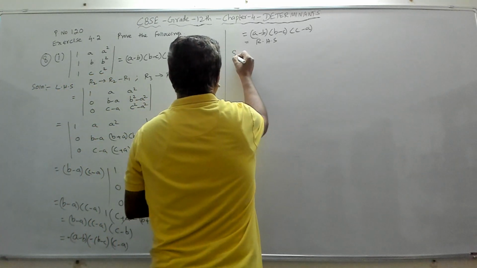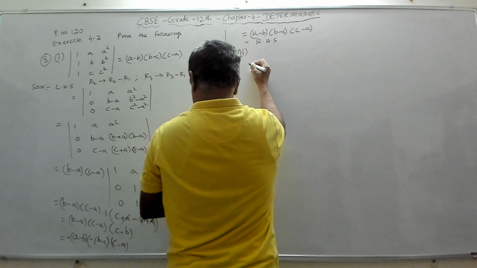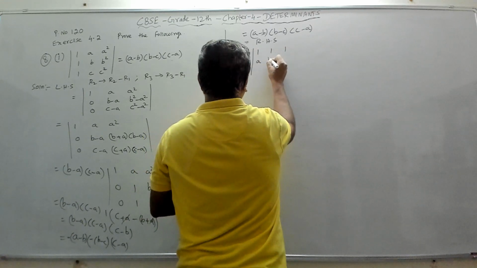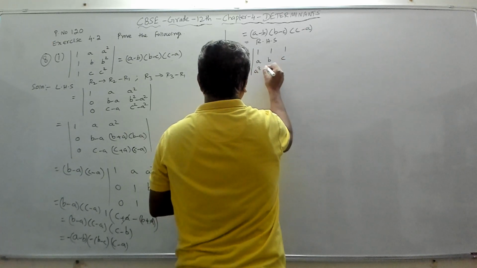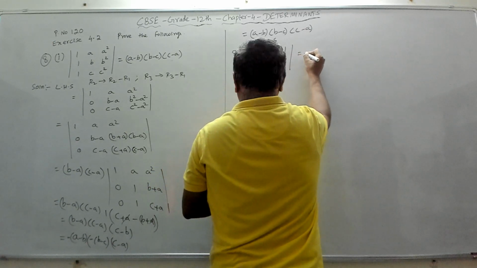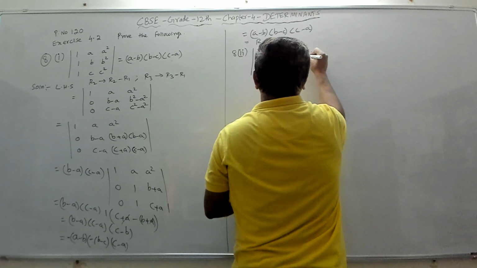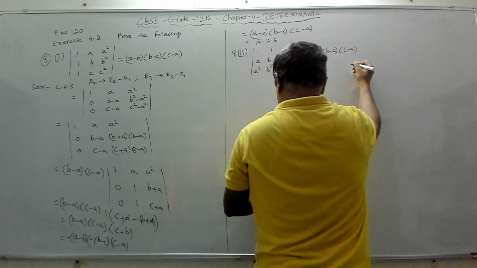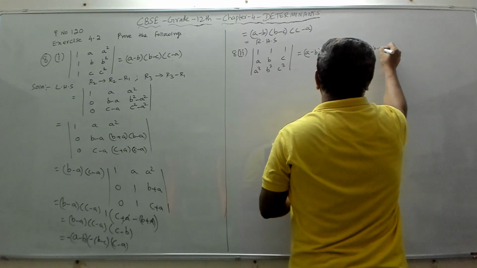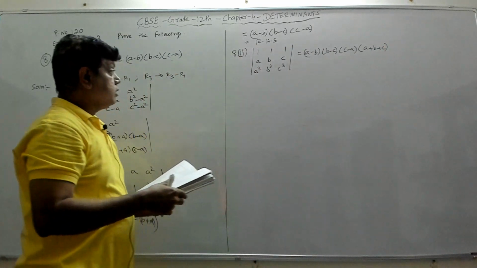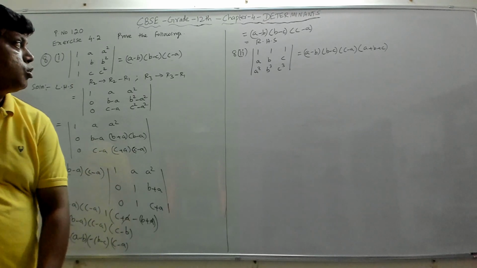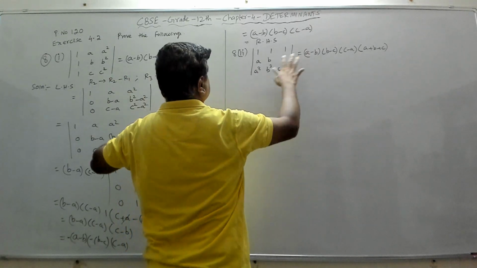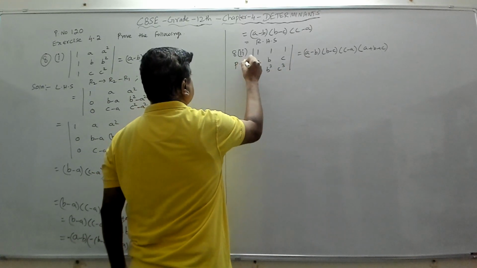Second part. Eighth problem has a second part. Second problem, which is the determinant of 1, 1, 1; A, B, C; A cube, B cube, C cube. We have to prove this is equal to A minus B into B minus C into C minus A into A plus B plus C. Fine. So we have to prove that LHS is equal to RHS.